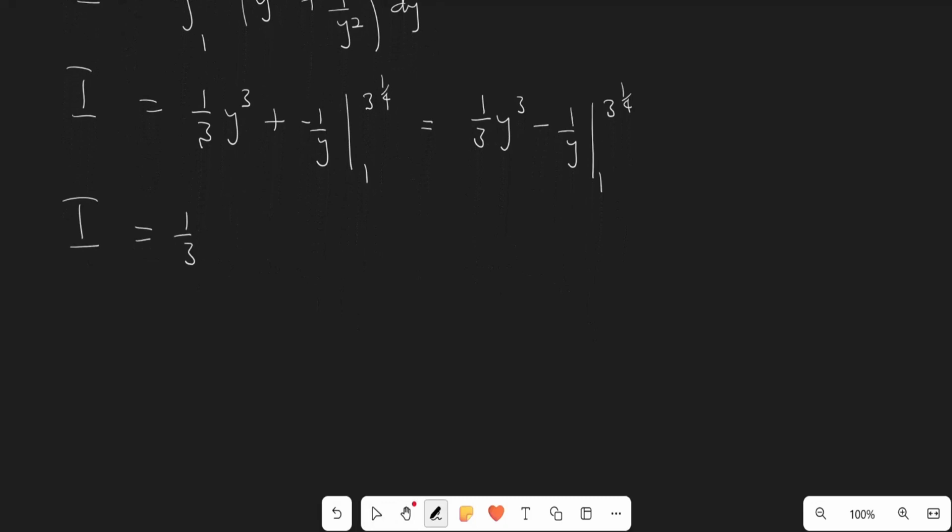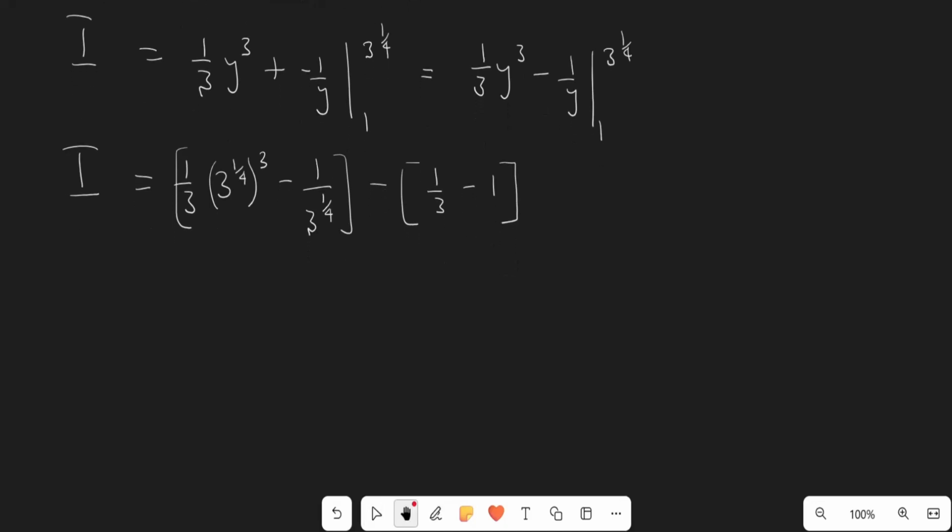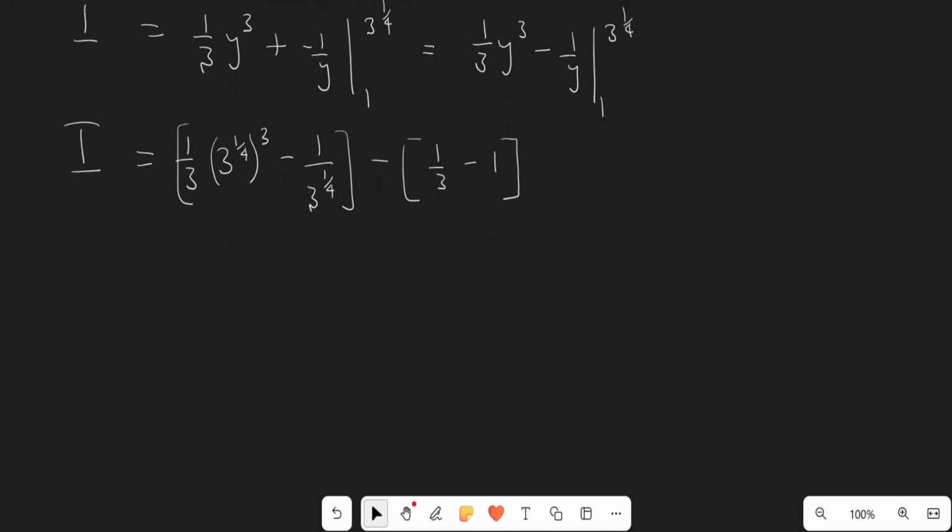So 1/3, I'm plugging in the upper limit, which is 3 raised to the power 1 over 4. This one is raised to the power 3 minus 1 all over 3 raised to the power 1 over 4. This is the upper limit minus the lower limit. Lower limit, when you plug in 1, this is 1 over 3 minus 1, like this. So 1 over 1 is 1, so that is what we have.